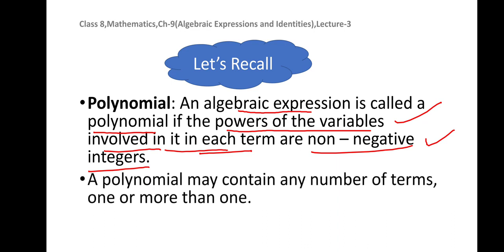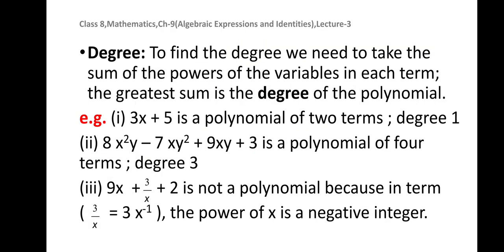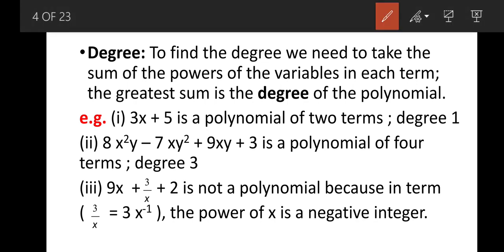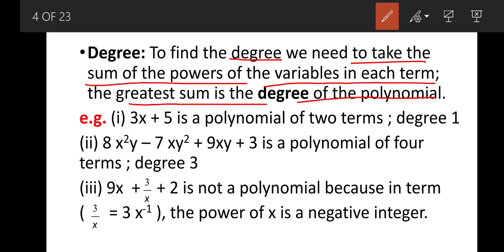Next point to note about a polynomial: a polynomial may contain any number of terms, one or more than one. Now, further we have learnt about the degree. What do you mean by the degree of an algebraic expression or the degree of a polynomial? To find the degree, we need to take the sum of the powers of the variables in each term, and the greatest sum is the degree of the polynomial. So, first of all, you need to find out whether the given expression is a polynomial or not. If so, then only you can tell the degree of the given polynomial.